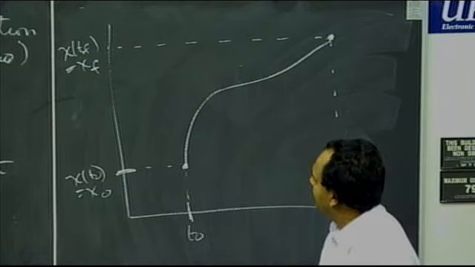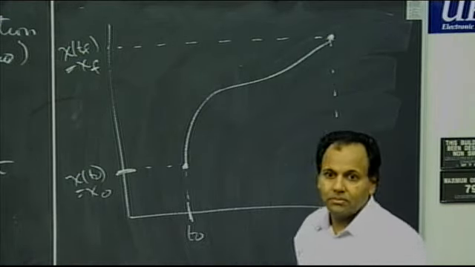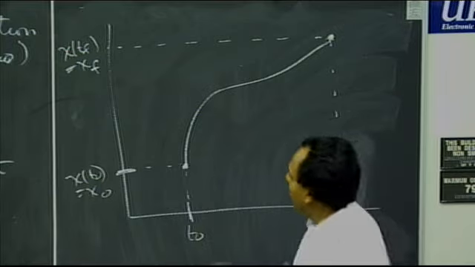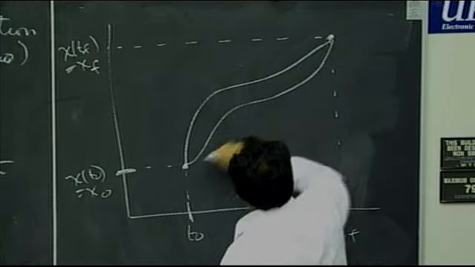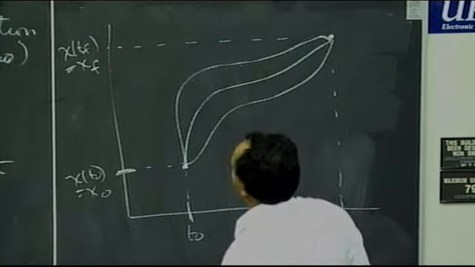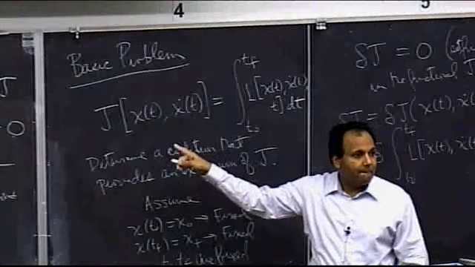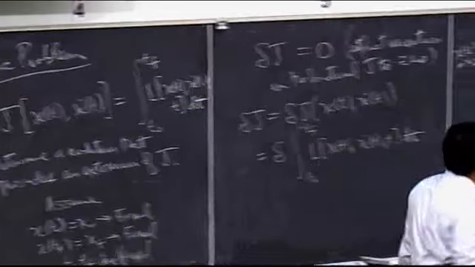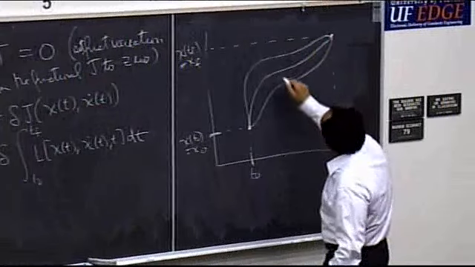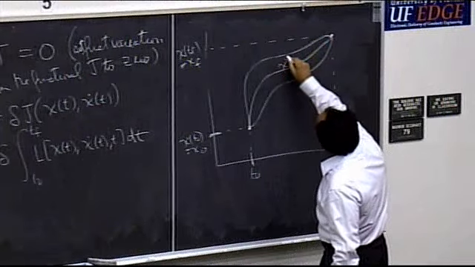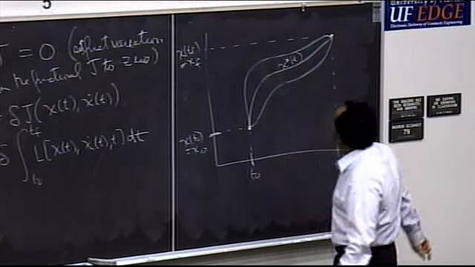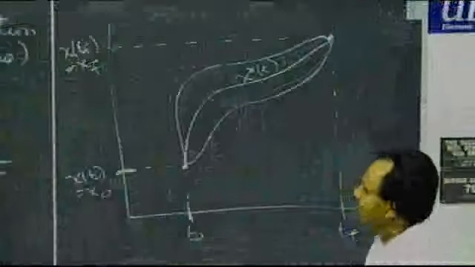How many different functions will take me from here to there? A whole bunch of them, right? There are all kinds of functions that will take me from here to there. Which one do I want? I want the one that makes this functional as small as possible. That's what I'm looking for. So what I'm trying to determine is this thing that I'm going to call x star of t. It's the one that makes that functional as small as possible.